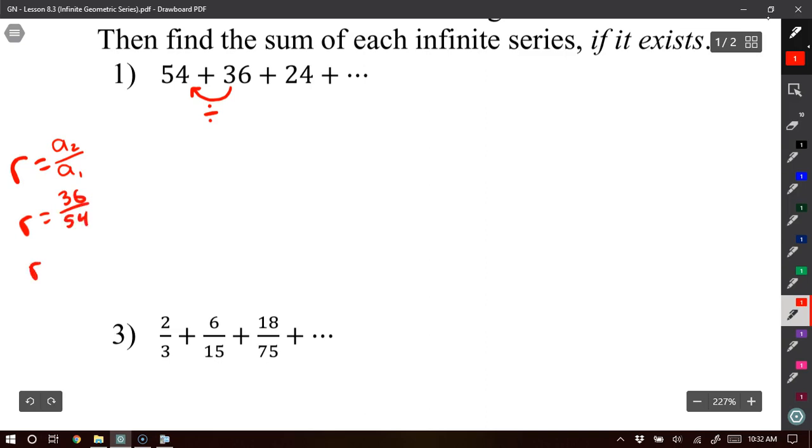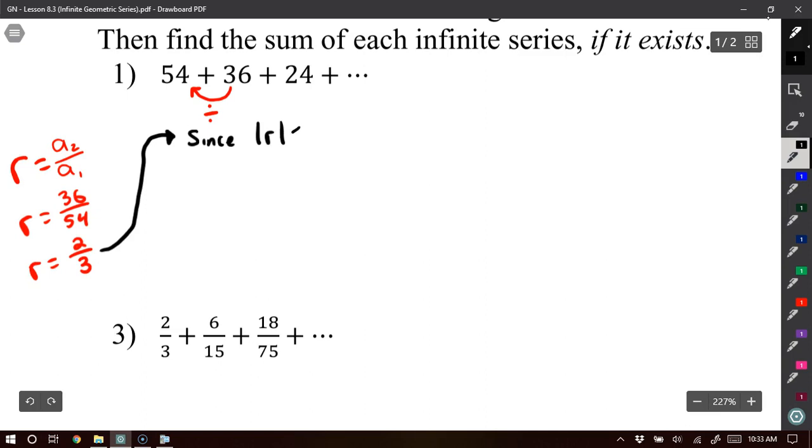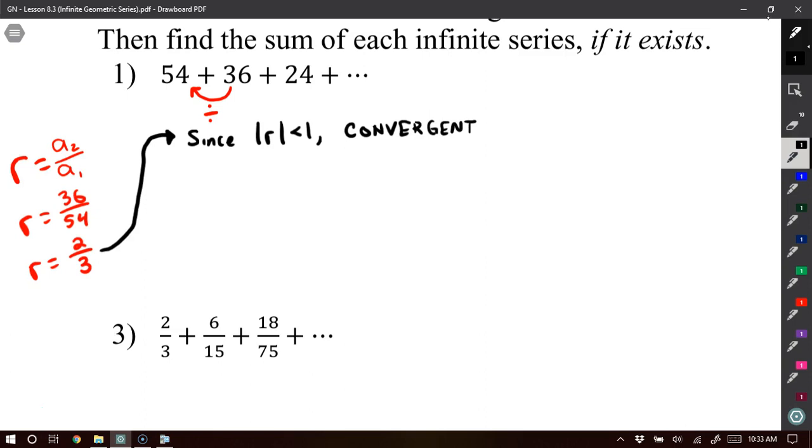Always simplify a fraction. So in that case, 18 goes into 36 2 times, goes into 54 3 times. My common ratio is 2/3. So right off the bat, based off of that common ratio, since the absolute value of that ratio is less than 1, this is a convergent series. It is possible for us to find the sum.